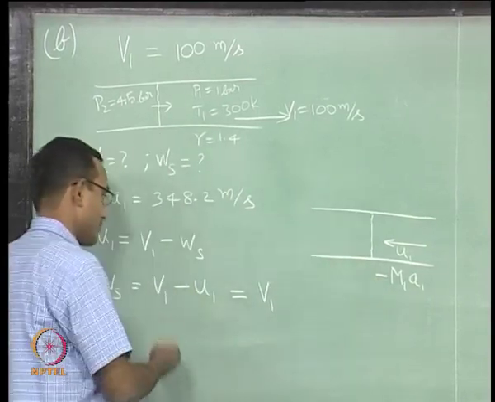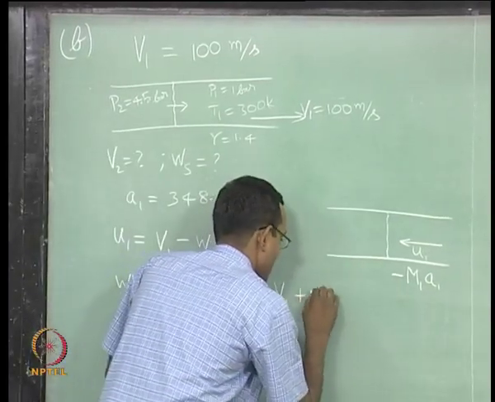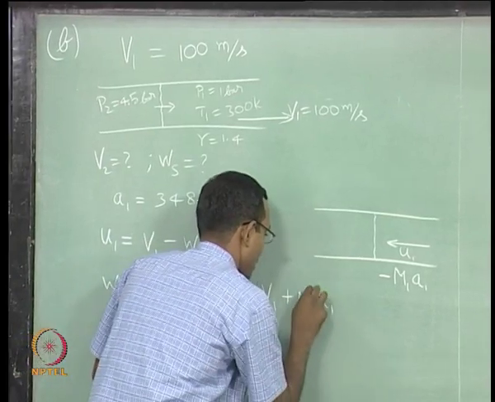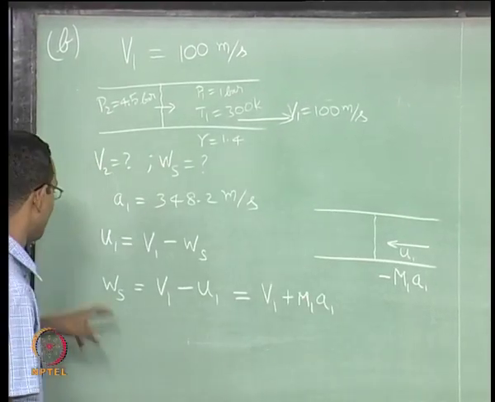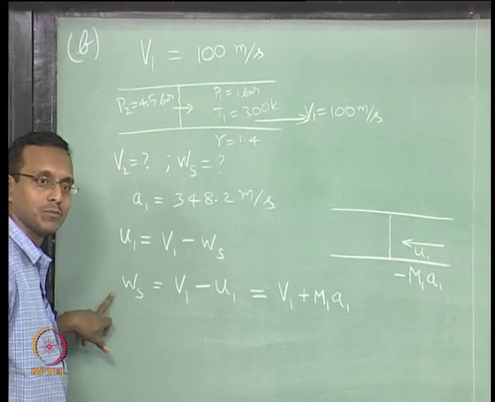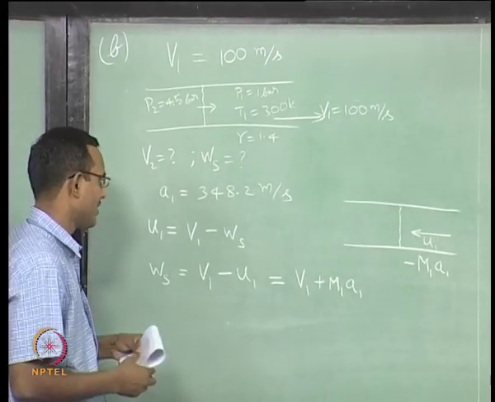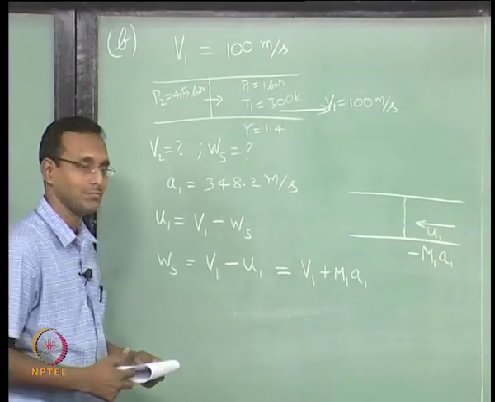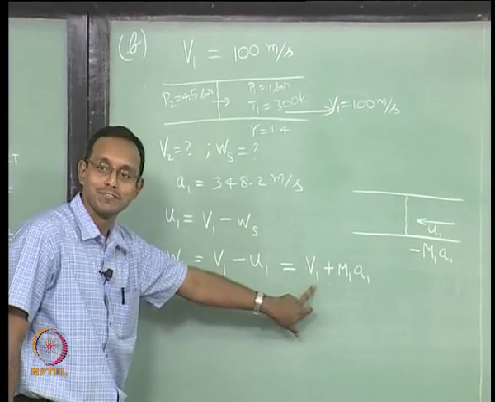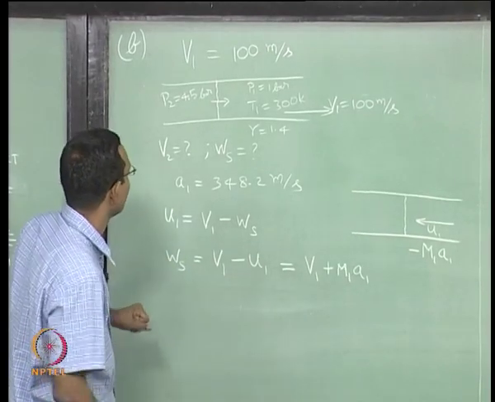Now I will substitute that, so it just becomes V1 plus M1A1. If this value comes out to be positive, then the shock is moving to the right, from left to right. That is the way we are going to do it. Another way to look at the same problem, I will get the same answer from another method, I will tell you that method also.